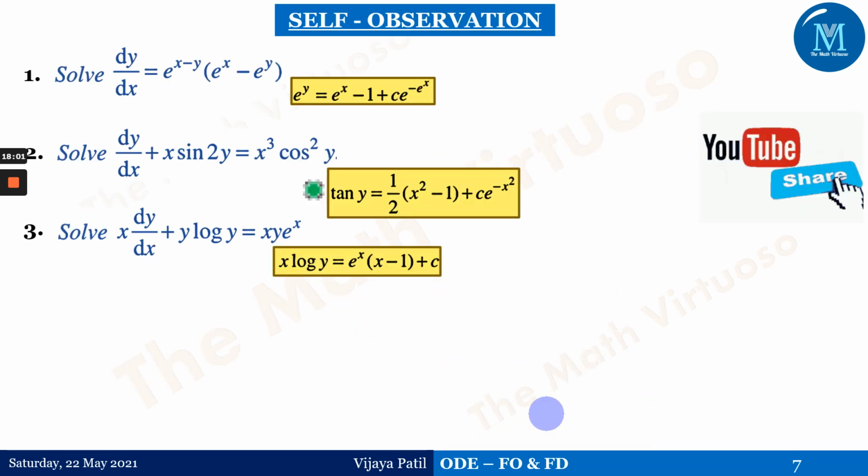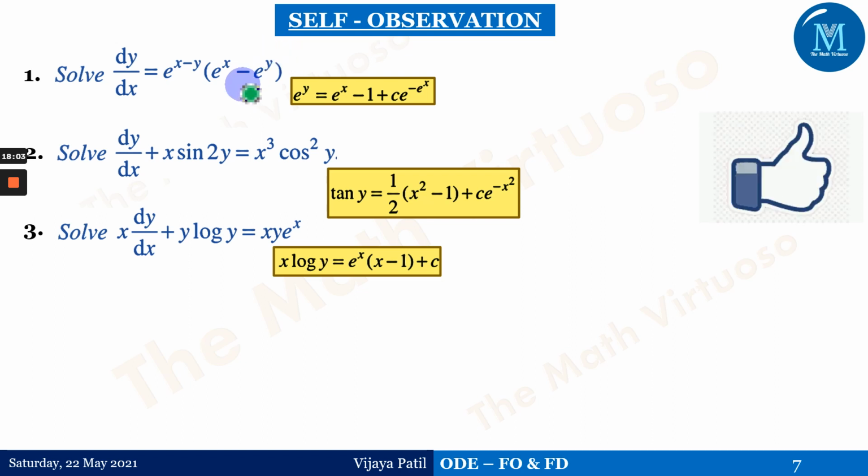Okay, so this is a self-observation slide wherein 1, 2, 3 questions have been given along with the 3 answers. Please do solve and give me the feedback in the comment section.